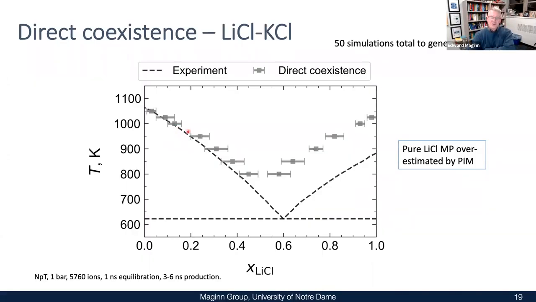But we got this coexistence curve, and what we found was that on this side, the KCl side, we did a very good job of matching the experimental liquidus curve, but we did a poor job on the lithium chloride rich curve. That's because we missed the pure lithium chloride melting point. We overestimated it by a considerable amount, whereas we got the potassium chloride melting point almost perfect. And this is with this rigid ion model.